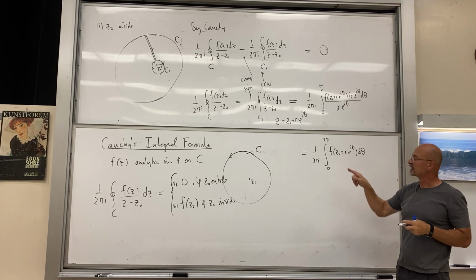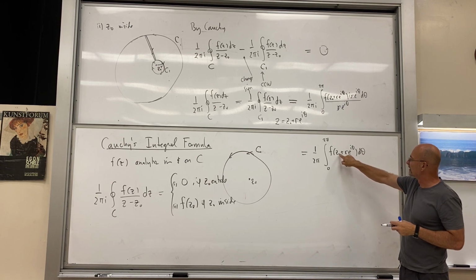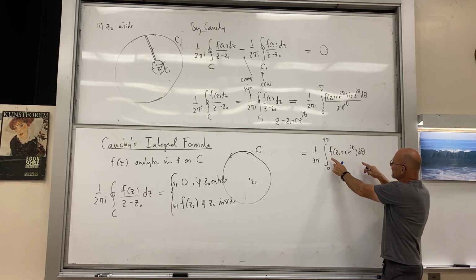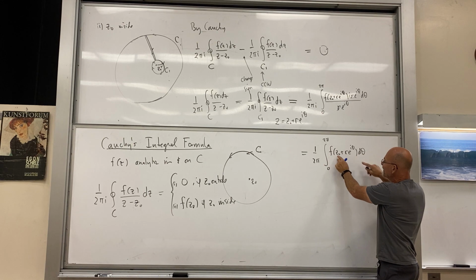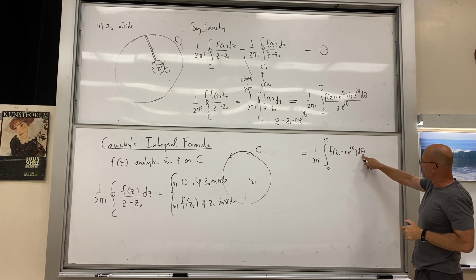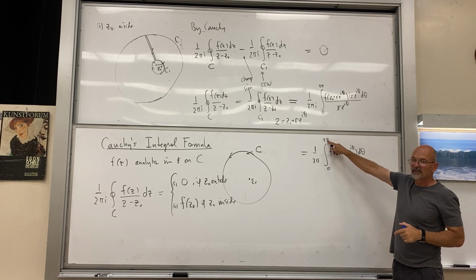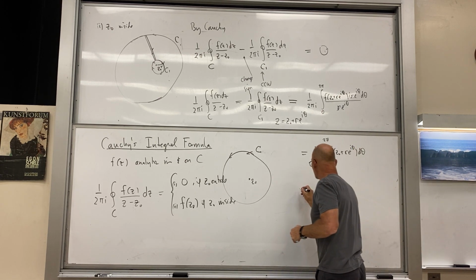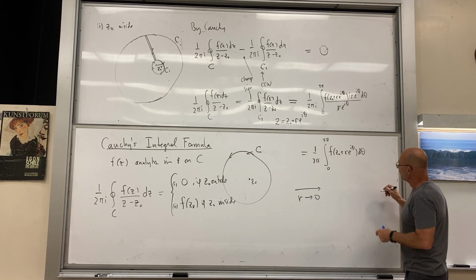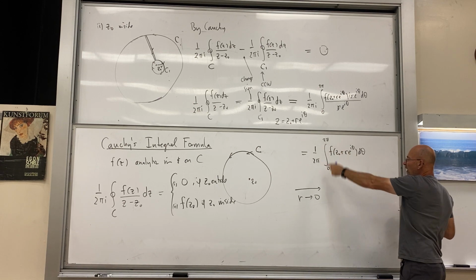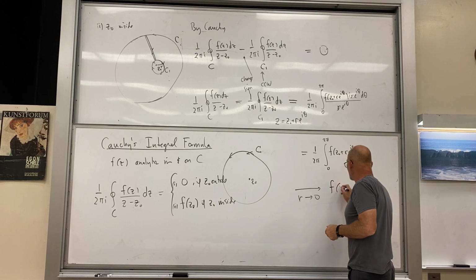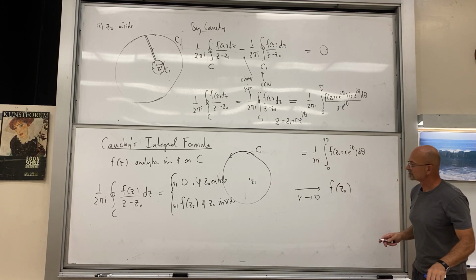Okay, because that's inside the integral now. I'm sorry, that's inside the argument. So this f just tends towards one constant value, and then the d theta evaluated from 0 to 2 pi is going to give us 2 pi. So what we have here, in the limit as r goes to 0, we have f of z 0 and then 2 pi over 2 pi. And there you have it. So that is f of z sub 0.